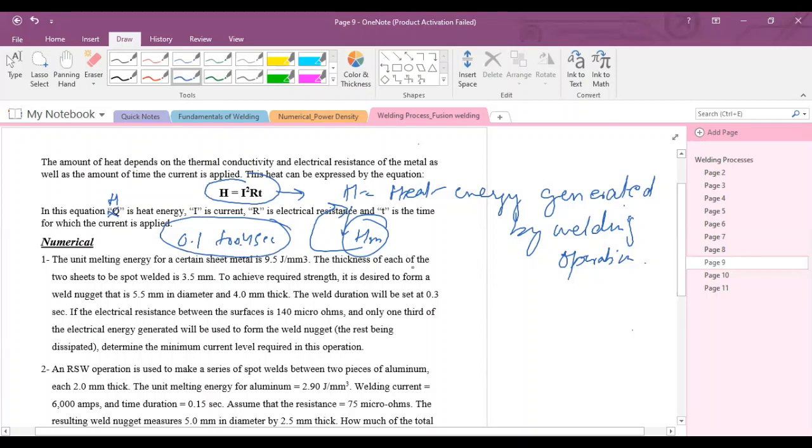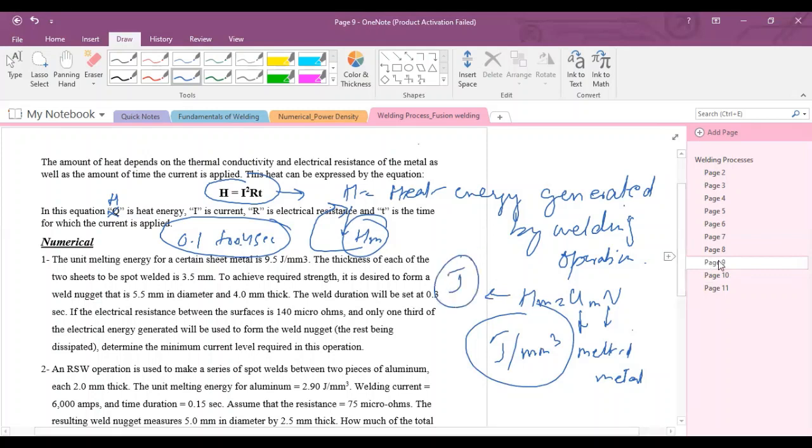One more thing I will explain: HM is equal to the product of U_m and V. U_m is the unit melting energy, the energy used to melt the base metal per unit volume, and V is the total volume of the melted metal. The unit of V is mm cube or inches cube, U_m has the unit joule per cube, and HM has the unit joule.